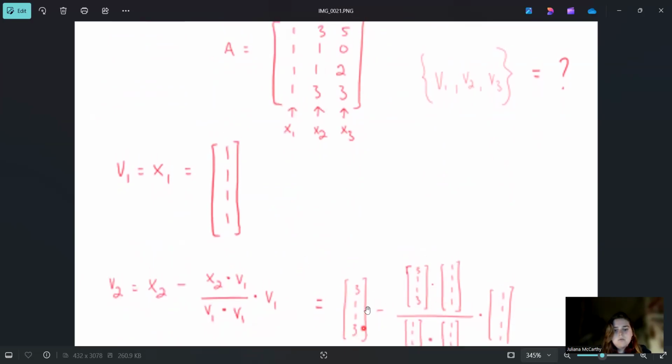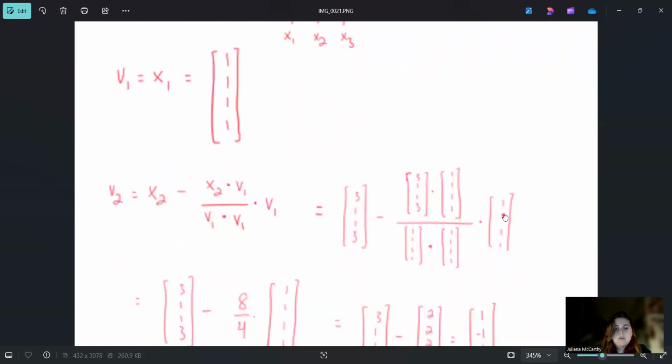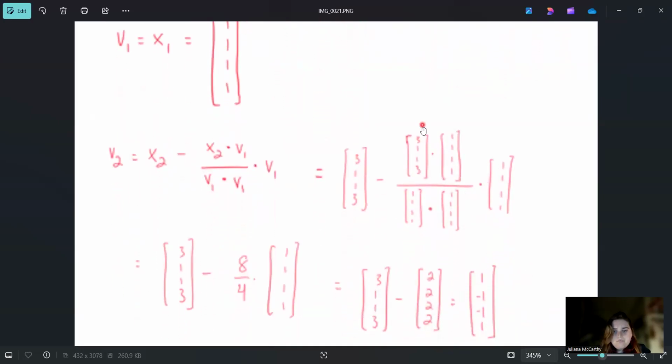So plugging in what we know, we have the second column of A, minus our first vector over our first vector dot first vector. We're going to multiply it by the first vector again. So to do the dot product, you are basically taking the sum product of these two vectors. So you're going to multiply this and this value, and then add it to the multiplication of these two, and add it to the multiplication of these two, and so on.